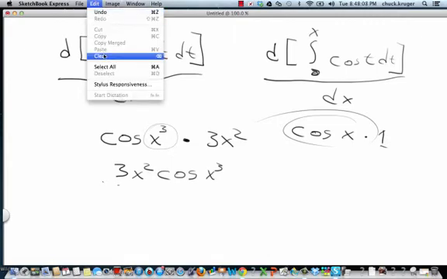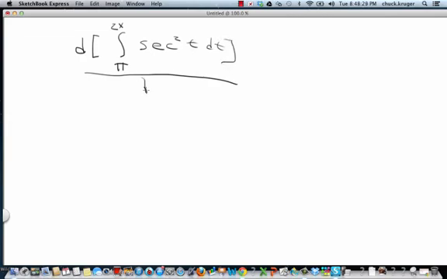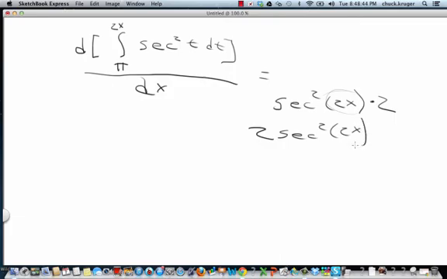I'm going to do one more. I'm going to take the derivative with respect to x of the integral from pi to 2x of secant squared of t dt. My answer is going to be the secant squared of 2x times the derivative of what's inside here, 2, or 2 secant squared of 2x. And that's my answer.